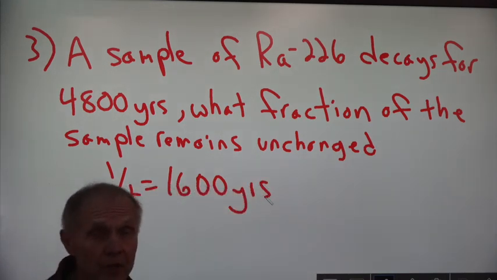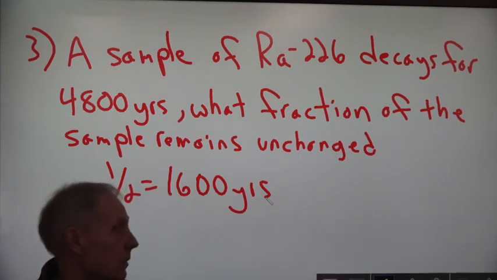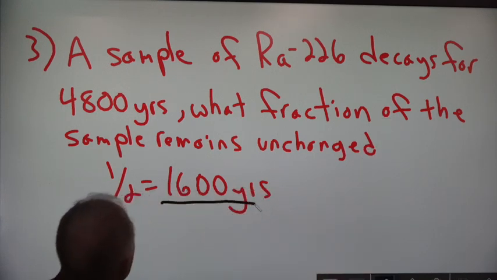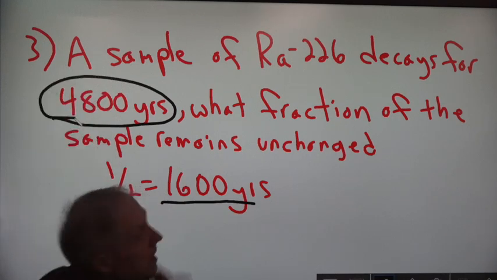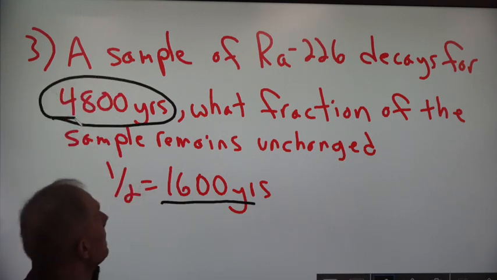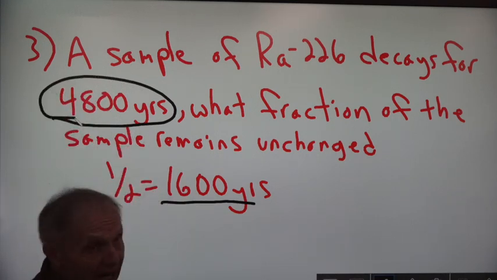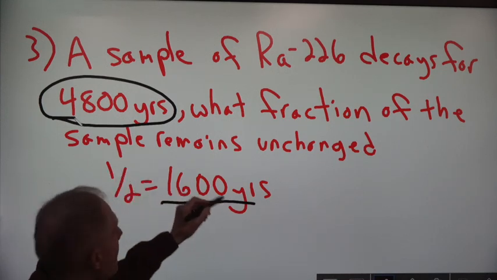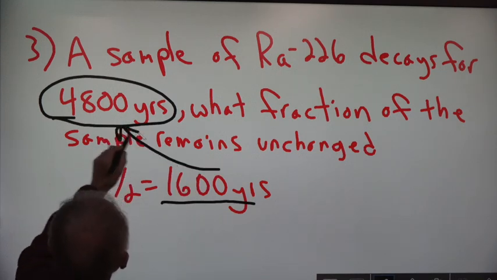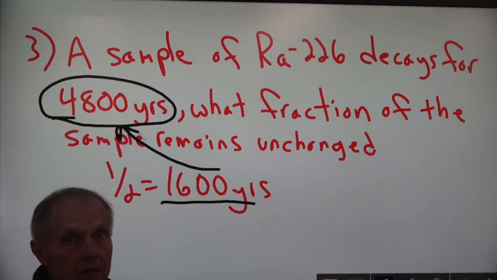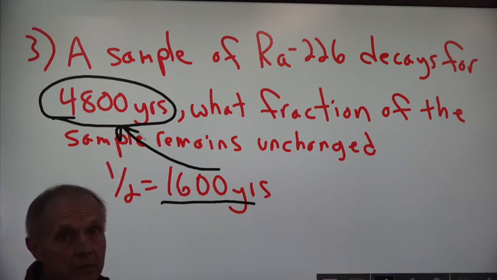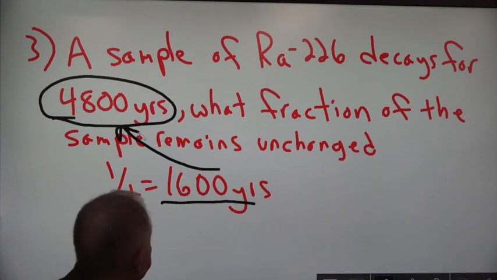And remember, the first thing you have to find in any half-life problem is how many half-lives. Well, this is not going to be too bad because I gave you what the half-life is. They gave you how long the Ra-226 decayed for. So all you have to do is take the half-life and divide it into 4,800 years. That's it. So 4,800 divided by 1,600, 3 half-lives.